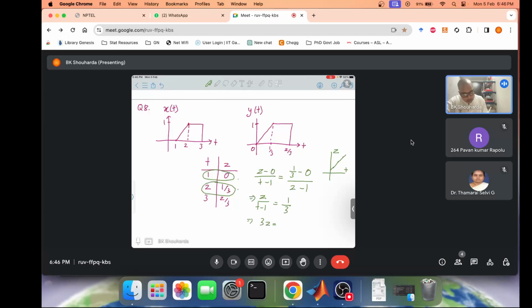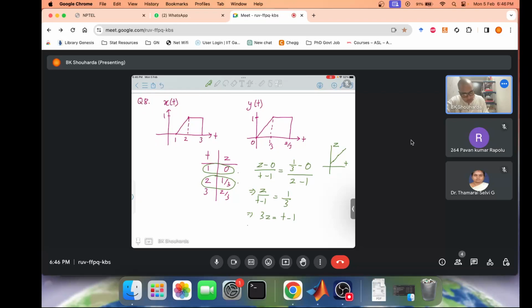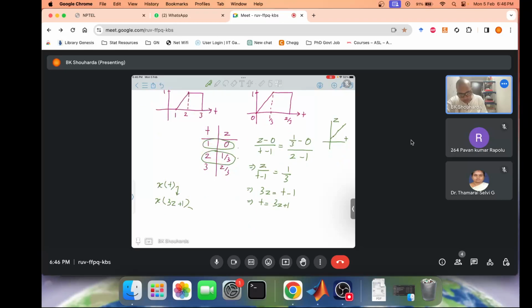Three z equals t minus 1, and we have t equal to 3z plus 1. So what do we do? x of t becomes x of 3z plus 1, and replace z by t, x of 3t plus 1. Okay, so I hope it's clear.